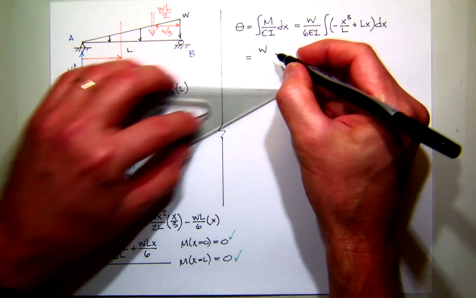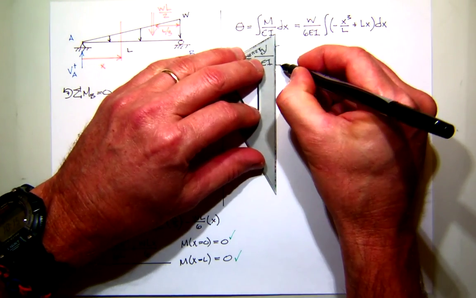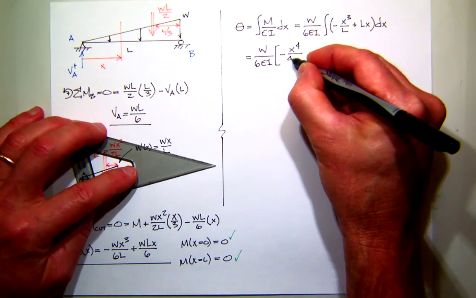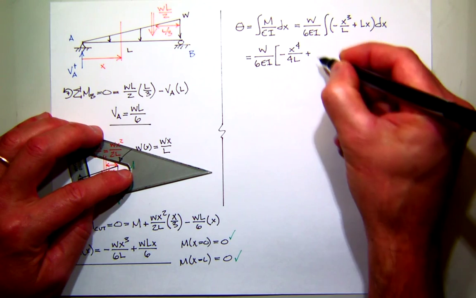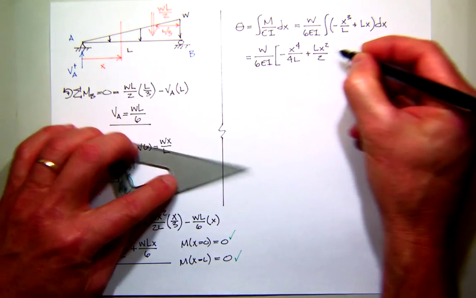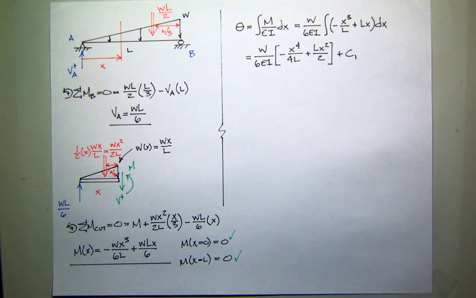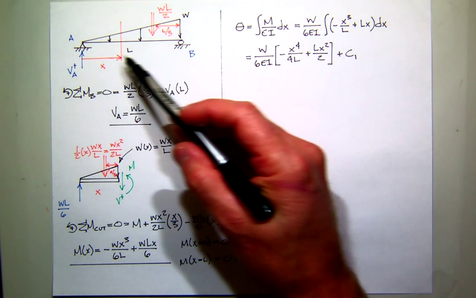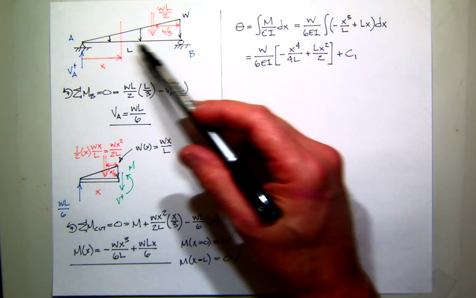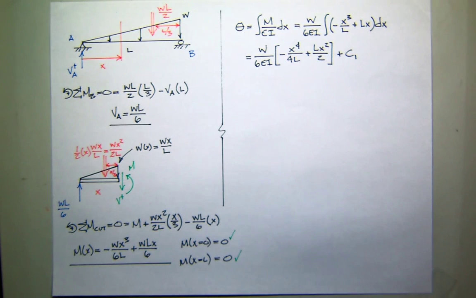So let me rewrite this again. This will be W over 6EI, and then when I do the integration, I'm going to get minus x to the 4th over 4L plus Lx squared over 2. And then I'm going to generate an integration constant. Do I know anything about the slope in this beam? Well, from our discussion, we don't. We know that at pins, the slope is non-zero. So we just have to let that sit there.